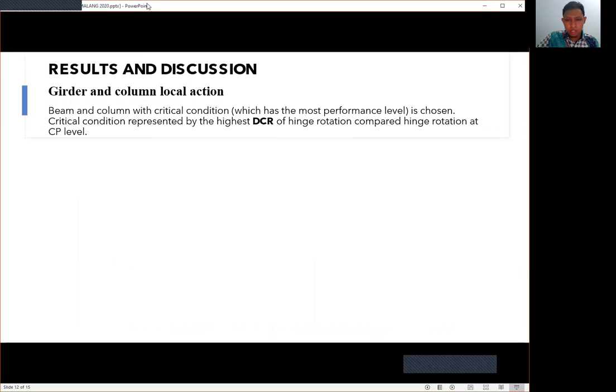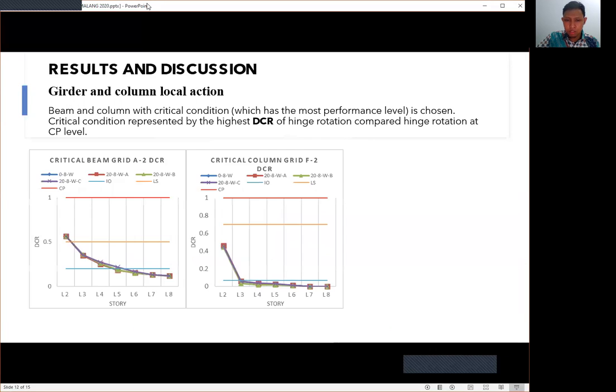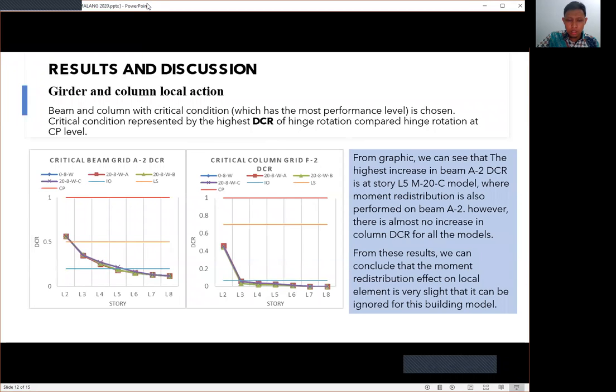Next, girder and column local action. Beams and columns with critical conditions are represented by the highest DCR of each rotation compared to each rotation at the CP level. There are only slight changes in the critical beam demand capacity ratio and critical column demand capacity ratio. We can conclude that the moment redistribution effect on local elements is so slight that it can be ignored for this building model.